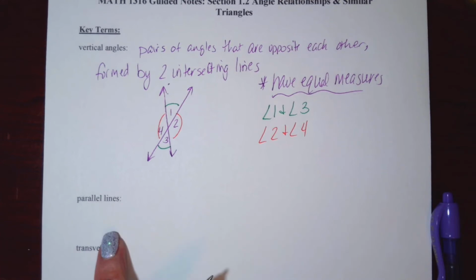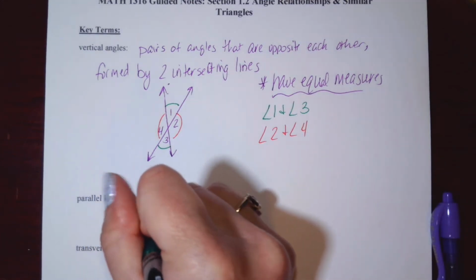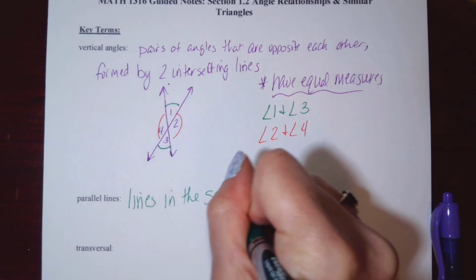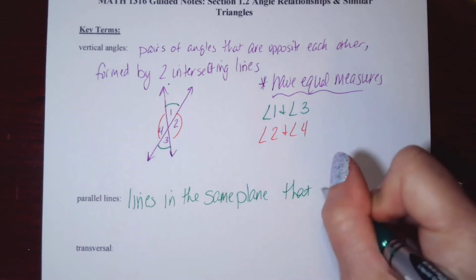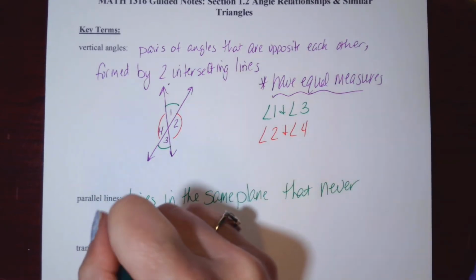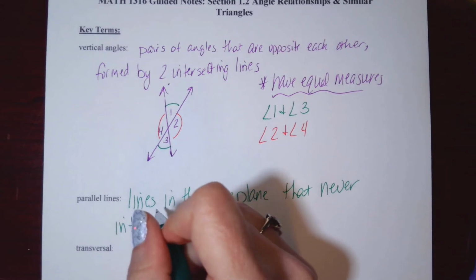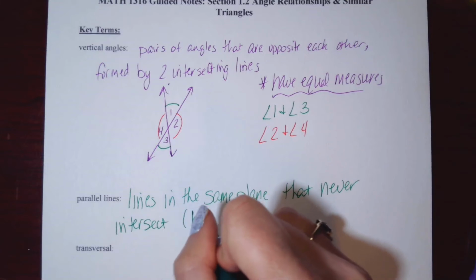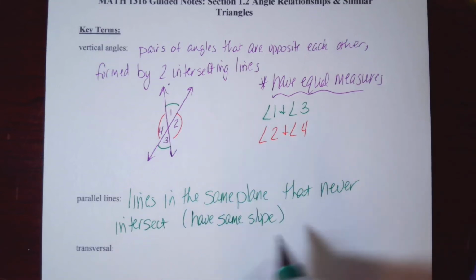Okay, parallel lines are lines in the same plane that never intersect. Two lines in the same plane, on the same flat surface, that never intersect. So we would talk about parallel lines in college algebra as having the same slope. They are oriented in the same direction.